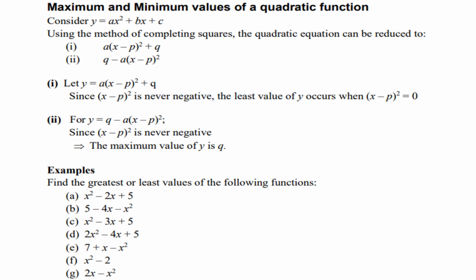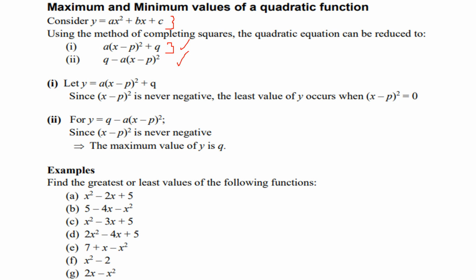So with quadratics, we are going to start with maximum and minimum values of a quadratic equation. We give you a quadratic equation, and that quadratic equation is going to be in this form: y equals ax squared plus bx plus c. Then, using the method of completing the square, the above quadratic equation can be expressed in this form. It's either in this form or in this form.